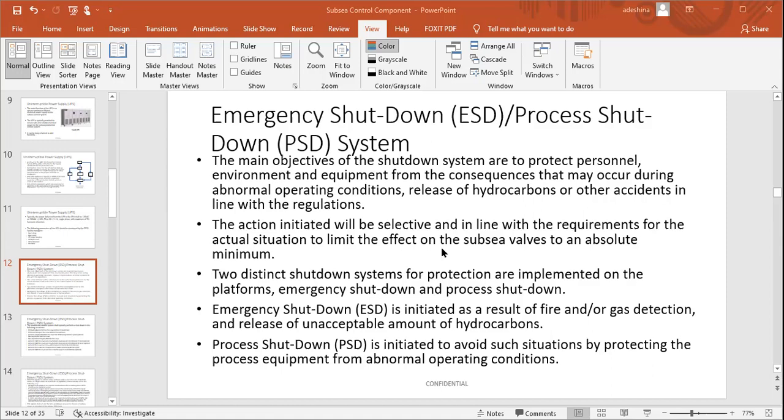So when we talk about the process shutdown, what are we talking about? We're talking about the shutdown that is initiated when we have fire or gas detection. And also when we have release of unacceptable amount of hydrocarbon, we can activate the emergency shutdown. Also, we have what we call the process shutdown, which is initiated to avoid situations by protecting our process equipment from abnormal operating conditions.